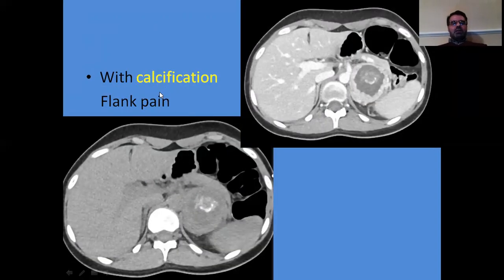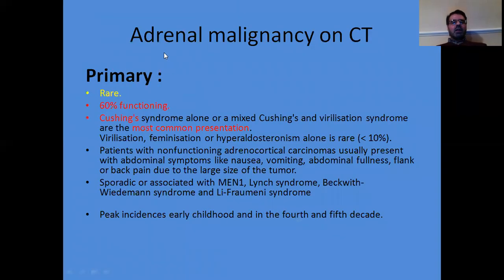Phaeochromocytoma can be calcified, like in this case, with calcification in the center, necrosis, and intense peripheral enhancement. Adrenal malignancy on CT scan: the primary malignancy is rare. It can present with syndromes like Cushing syndrome if functioning.